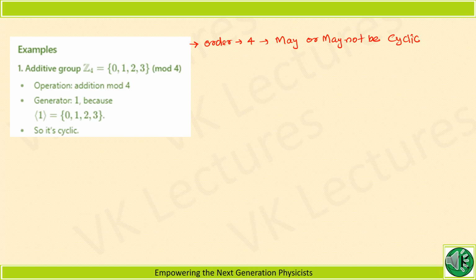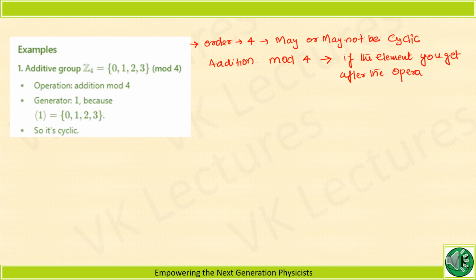Now the operation is addition mod 4. Now what is this addition mod 4? Addition with mod 4 indicates that if the element you get after the operation is 4 or greater than 4, its remainder is taken.